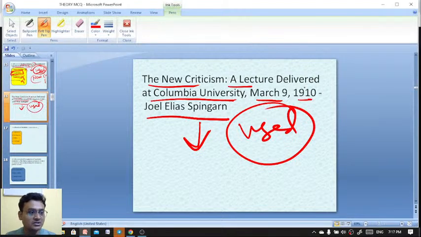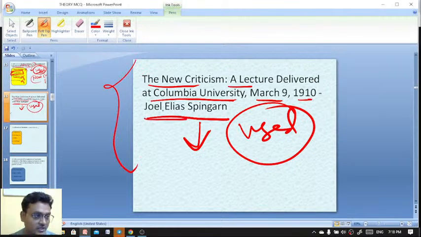It is not John Crowe Ransom. It was popularized by that work. The movement got its name by the publication of that work. But for the first time, it was used by this writer, Joel Elias Spingarn. Okay.